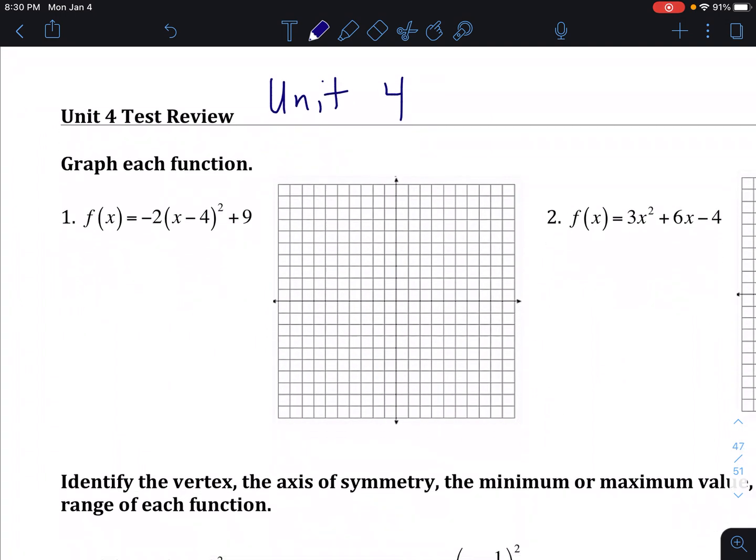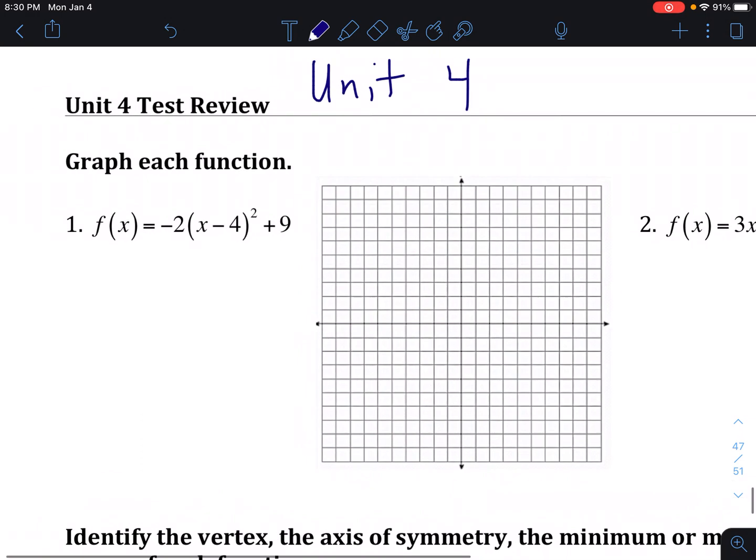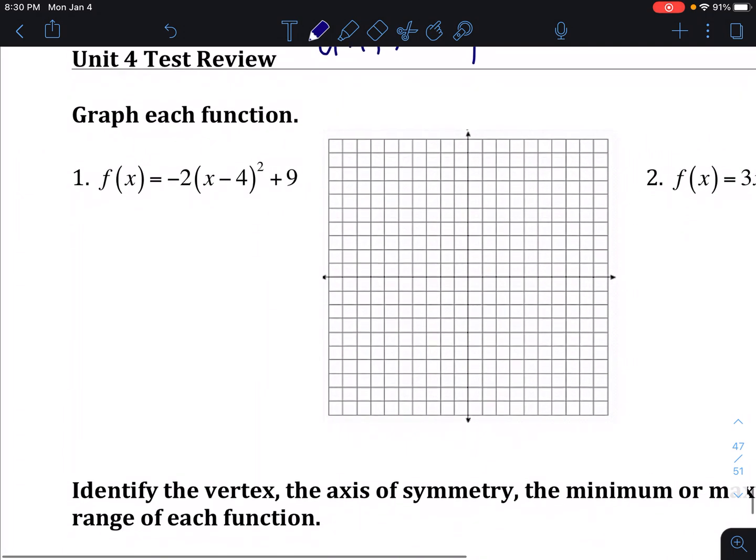So I'm going to go over these problems. It might take a few videos to get everything done. Again, please make sure your packet is filled out.